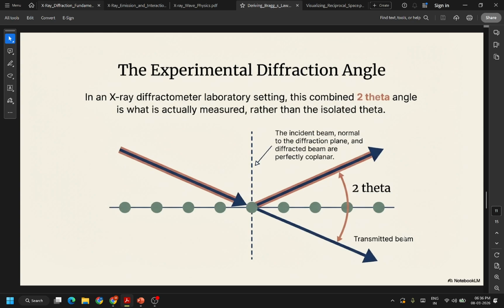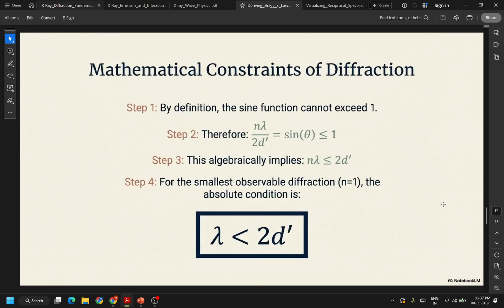So experimentally, in an X-ray diffractometer in a laboratory setting, you have your angle of incidence theta and your angle of reflection theta. So your transmitted beam will be at an angle of 2 theta from your incident beam. In X-ray diffractometers, we measure this 2 theta value instead of just theta. Hence, X-ray diffraction plots are plotted as 2 theta.